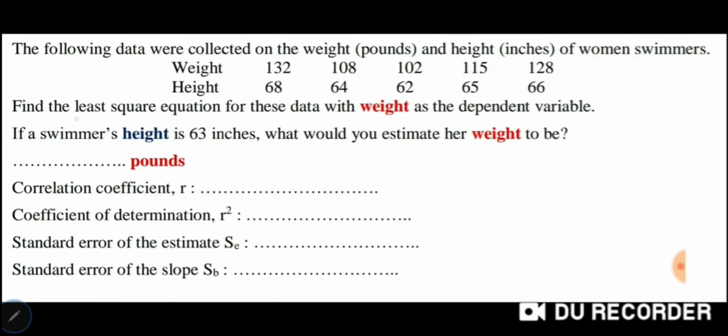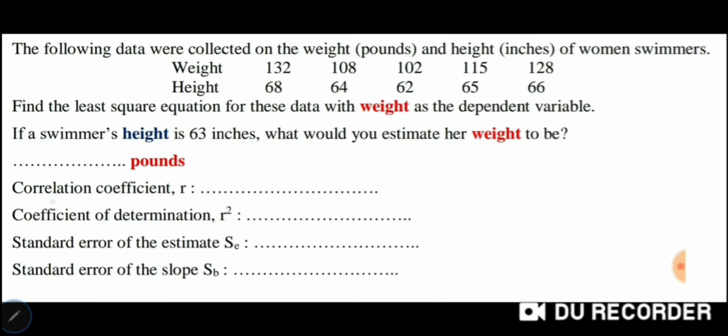Least squares equation. Note this. Least squares equation for this data with weight as dependent variable. This is the format: y hat is a plus bx. Y hat is the estimated y. Y is the dependent variable. X is the independent variable. So weight is the dependent variable y, given. Therefore, height is the independent variable x.